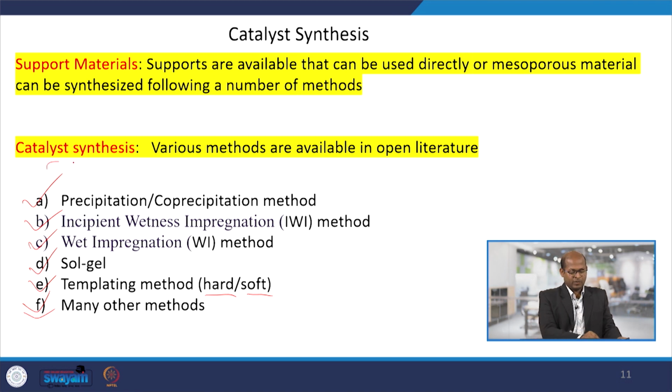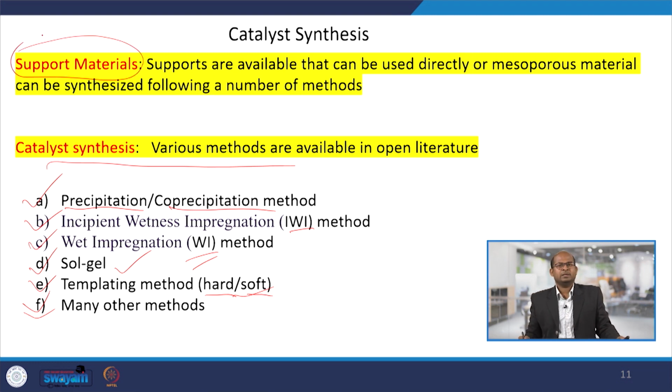Okay. So, now these are the methods: precipitation, co-precipitation method, IWI method, WI method, sol gel method, templating method. These are the things we will discuss later. Before that, as I said, whenever we are going to prepare a supported catalyst, support preparation is very important, and support plays a very crucial role.